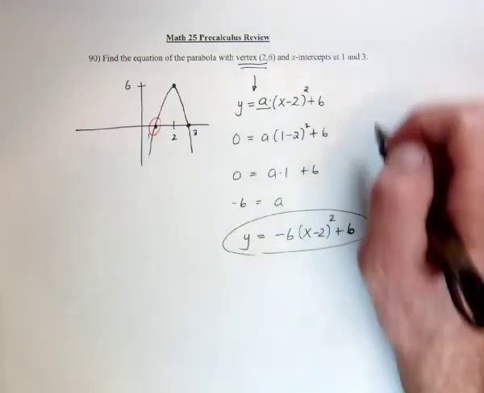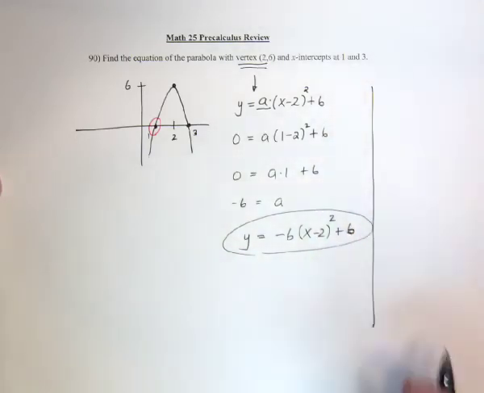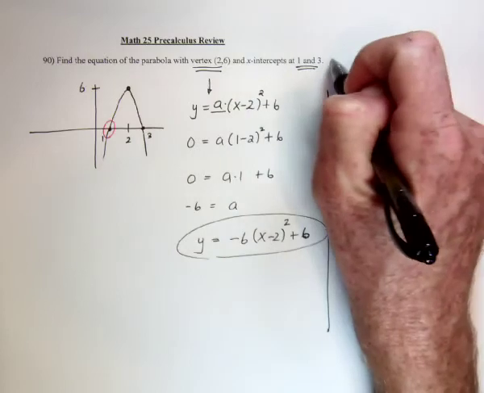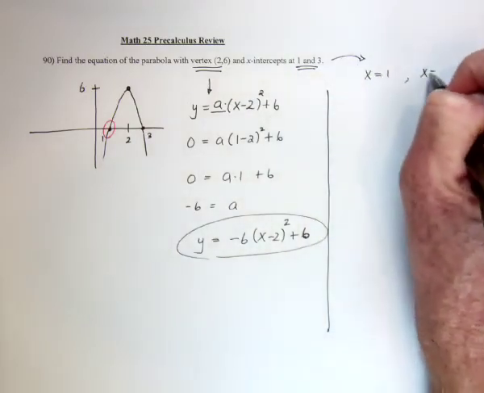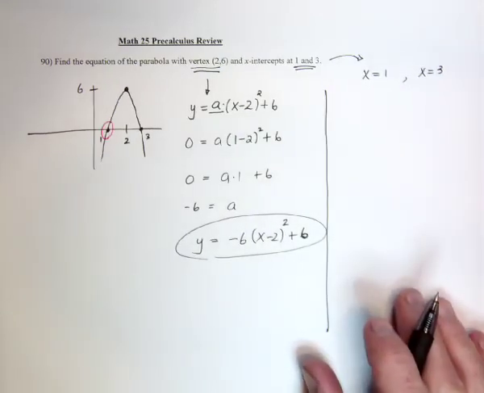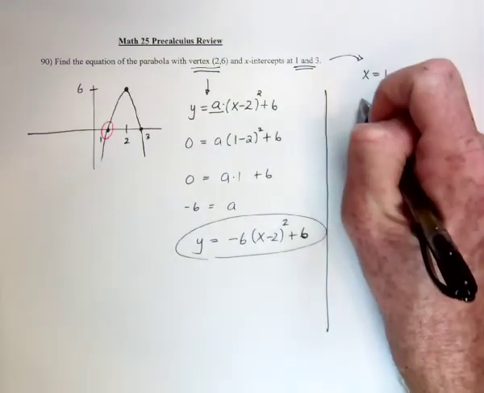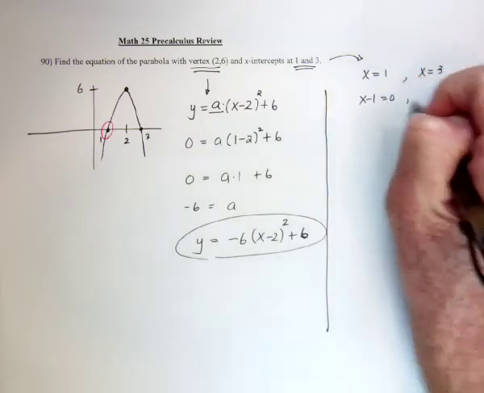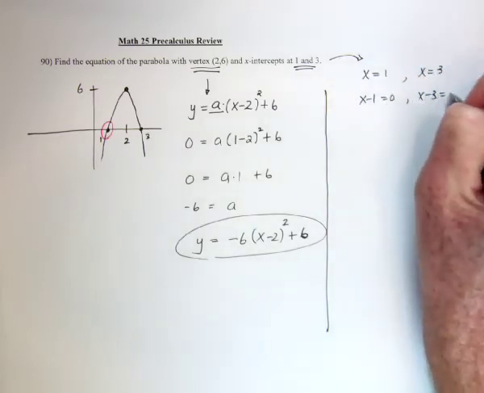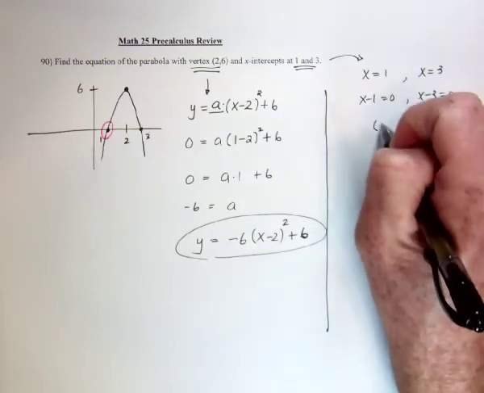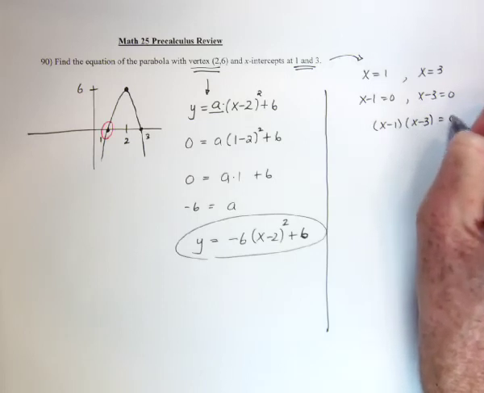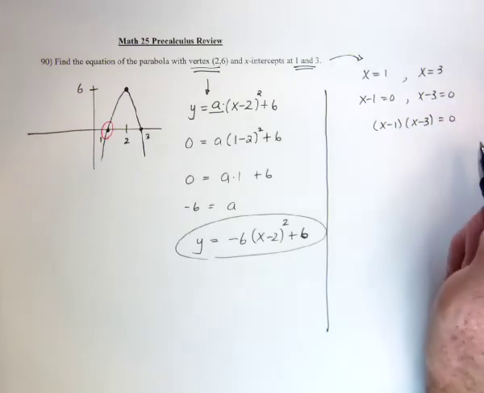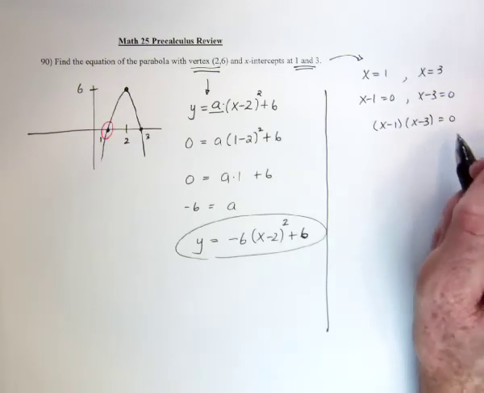The other way that you could have done it is start with this information first. And then you would say, oh, x equals 1 and x equals 3. That means that just before that, somebody had x minus 1 equals 0 and x minus 3 equals 0. And then just before that, they had (x minus 1) times (x minus 3) equals 0. And then you multiply this out.